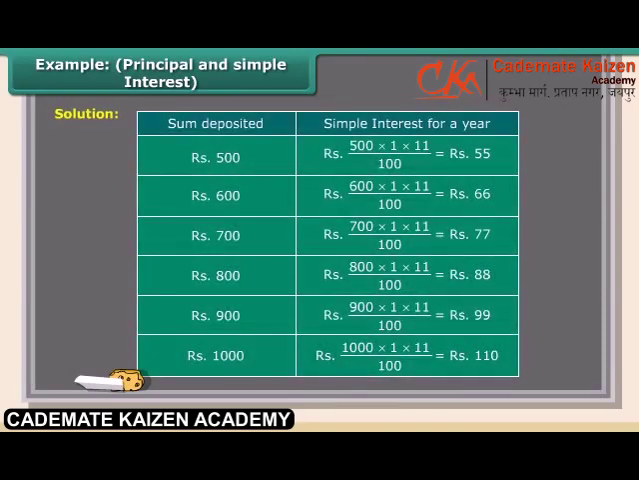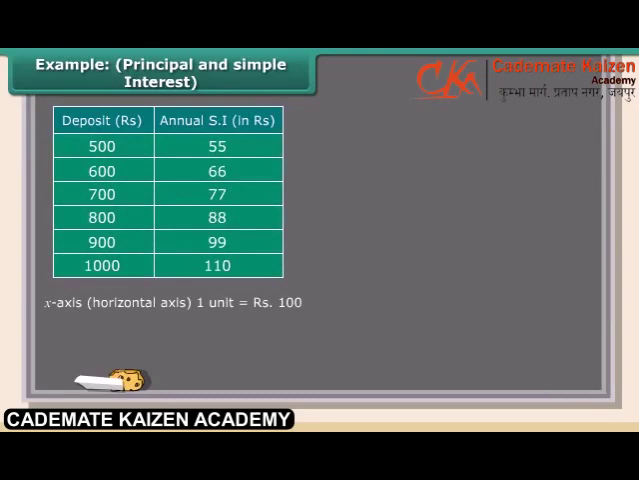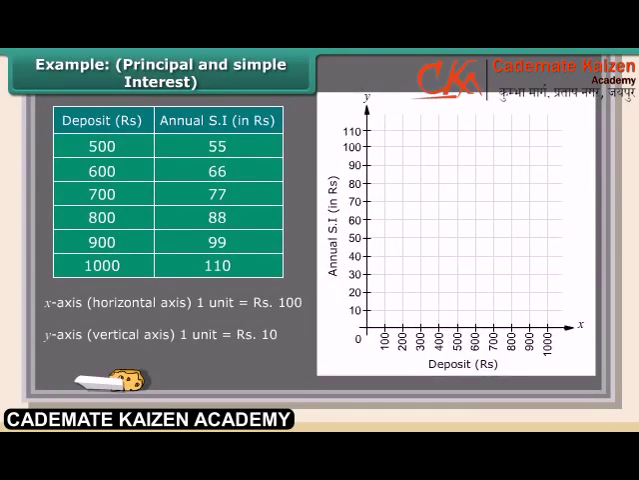Solution. A. Mark the deposit in rupees on the x-axis, the horizontal axis, with 1 unit equal to rupees 100. B. Mark the annual simple interest in rupees on the y-axis, the vertical axis, with 1 unit equal to rupees 10. C. Plot the points (500, 55), (666, 777), (888, 999), (1110). D. Join the points.